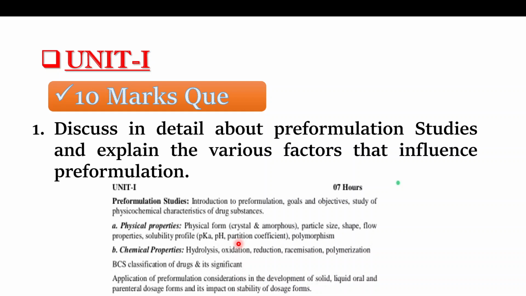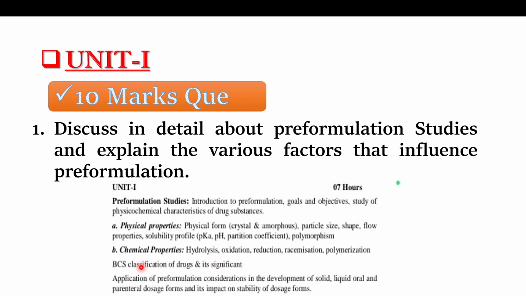Then in chemical properties, one point is BCS classification of drug and its significance. This is a very important question and was also asked in previous exams. So prepare these two questions very well. First, pre-formulation studies and the factors that influence pre-formulation. Second, BCS classification of drug and its significance.